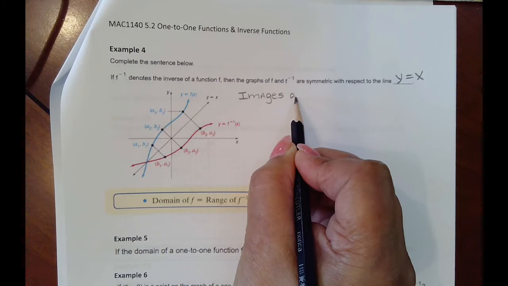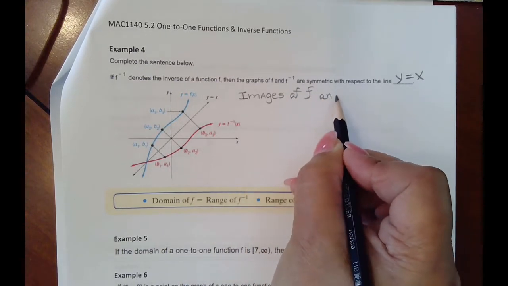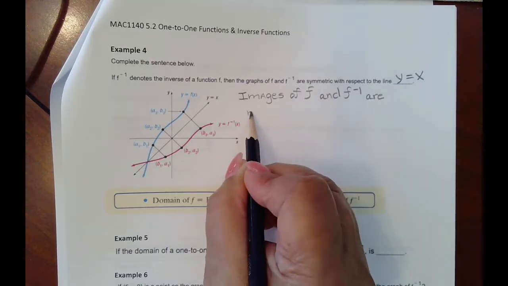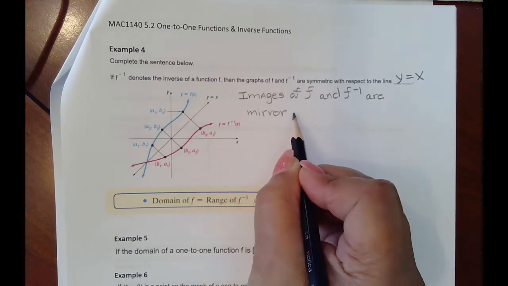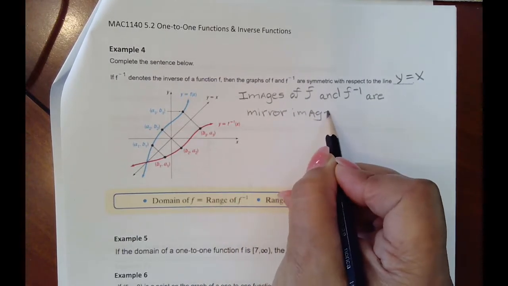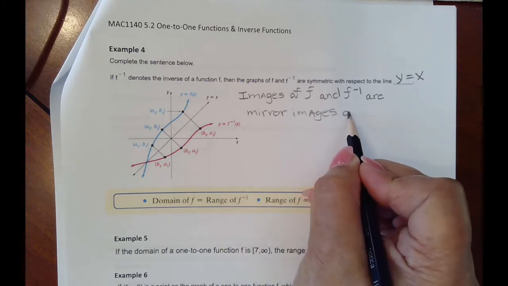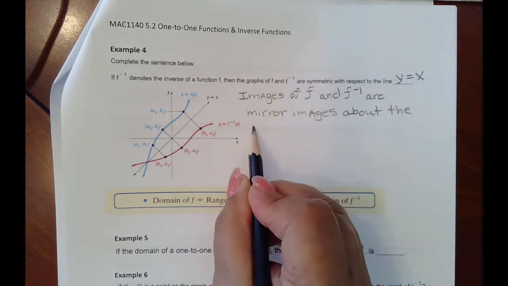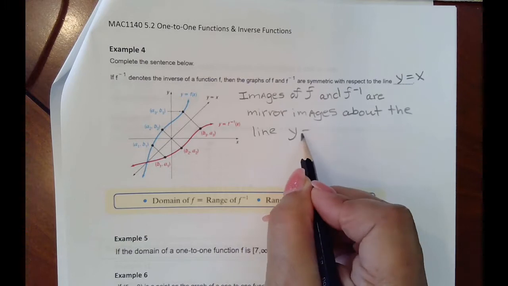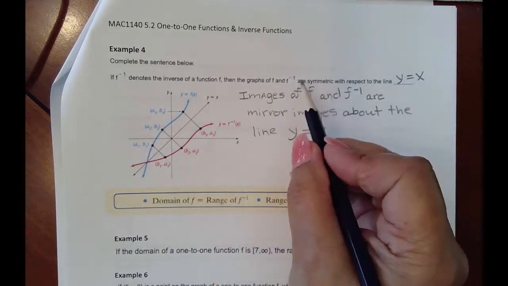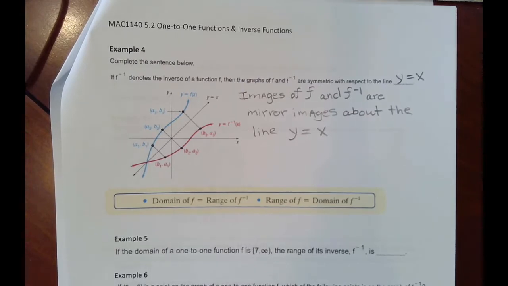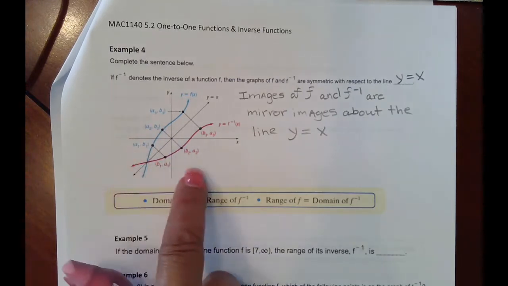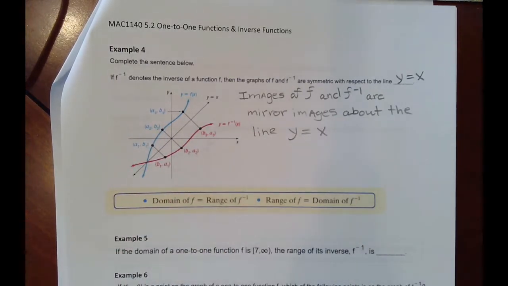The graphs of f and f inverse are mirror images on either side. We use the word about to mean on either side of the line called y equals x. And that's always true for any original function and its inverse. All they did for this inverse function is they took all the points here and switched the x and the y. And that's how they got the picture of the inverse.